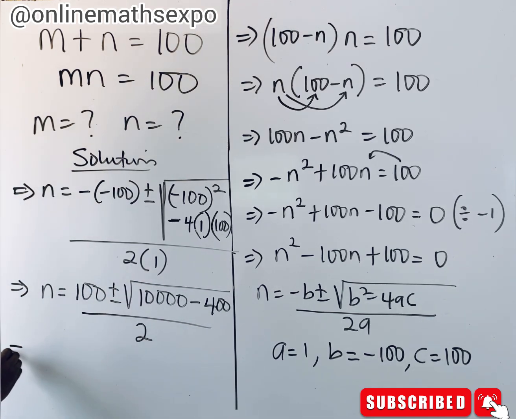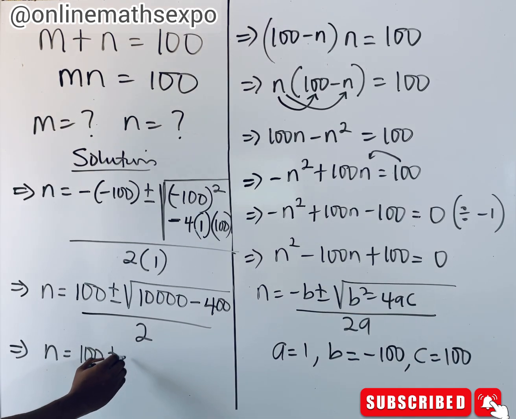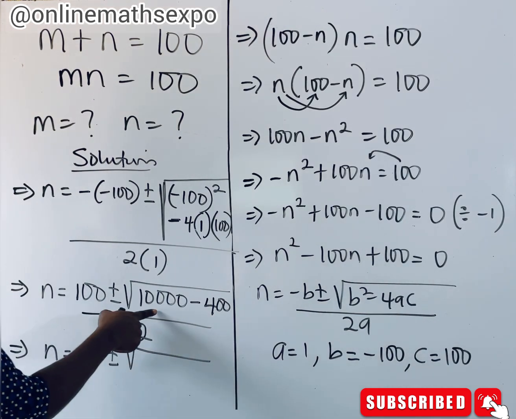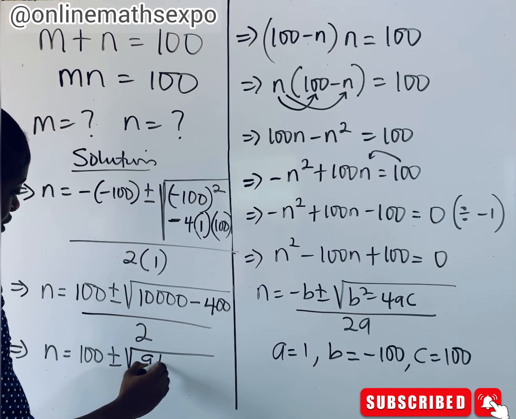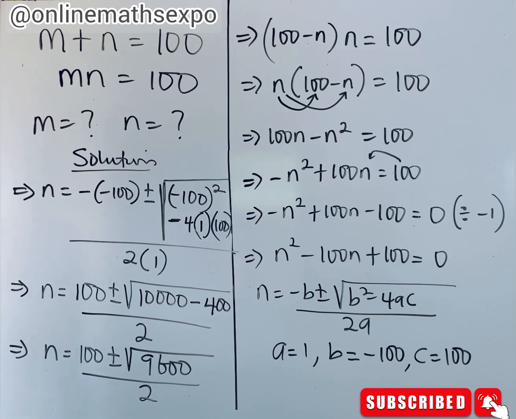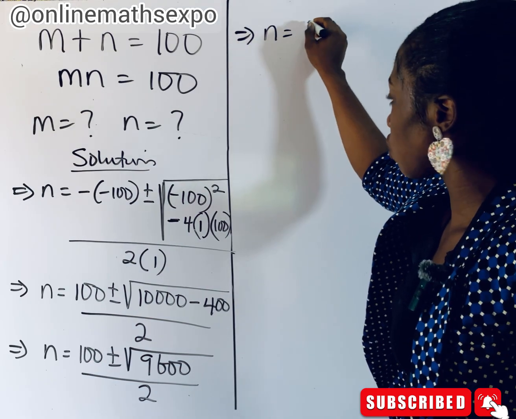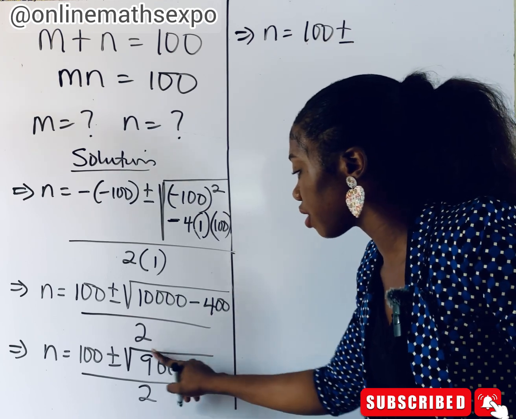So we're going to have n is equal to 100 plus or minus the square root of, if you subtract this, it's going to give you 9,600. All are divided by 2. So simplifying this, we are going to have n is equal to 100 plus or minus. Now let's simplify this, okay?